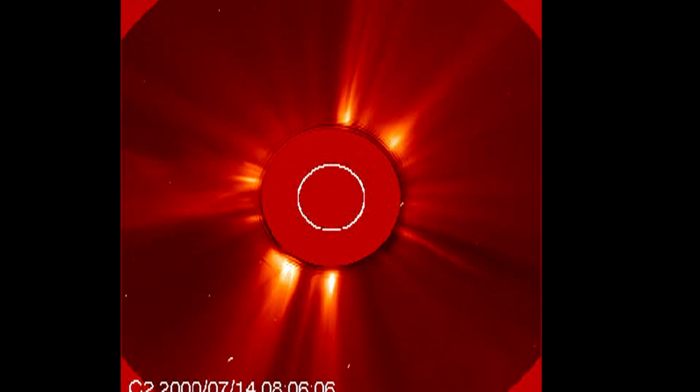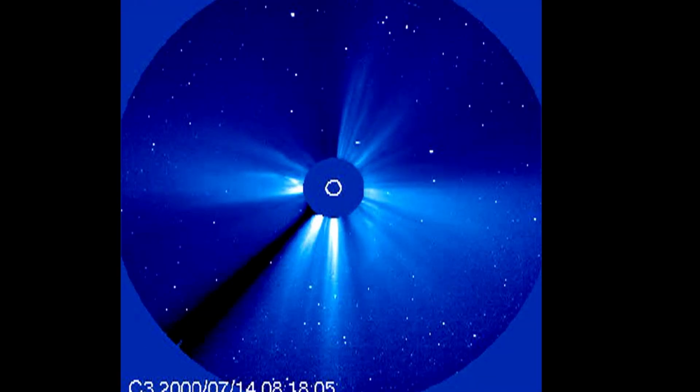The other strange fact about the solar wind is that you would expect these particles to slow down after being released by the Sun.